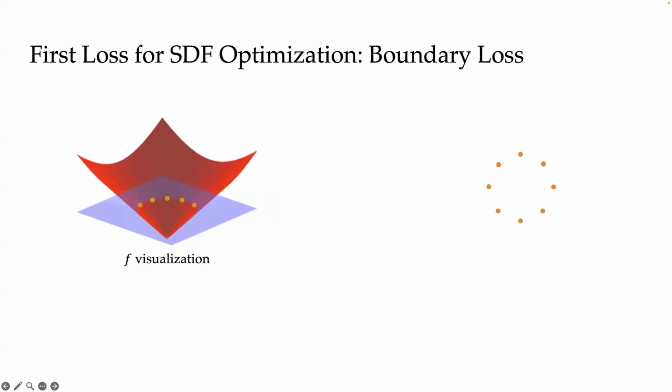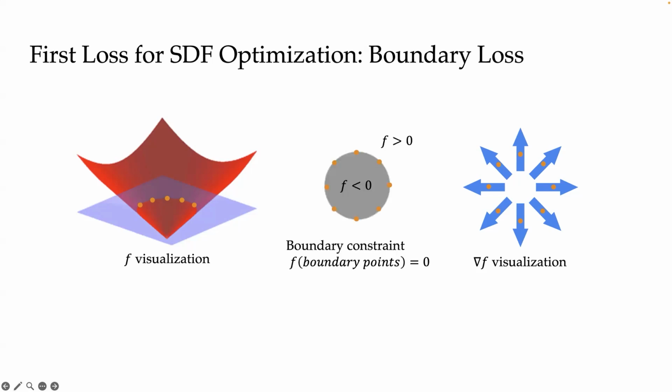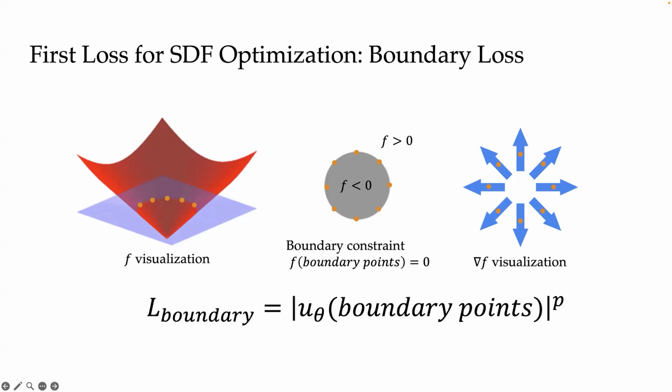We can also visualize the gradient of this field. One obvious piece of information we can use is that for all points on the surface, the output of the SDF should be almost 0. In practice, this leads to a simple constraint. We can minimize the absolute value or the squared value of the network output at these surface points. This is commonly called the boundary loss.